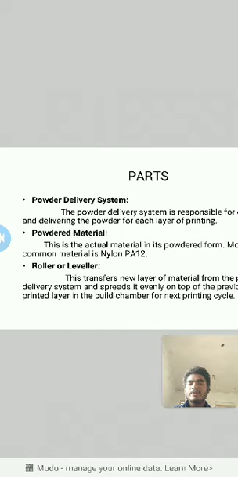Another and last part is roller or leveler. Roller or leveler is used to spread the powder material in all layers evenly from top to bottom. Spreading the powder evenly is the function of the roller or leveler.